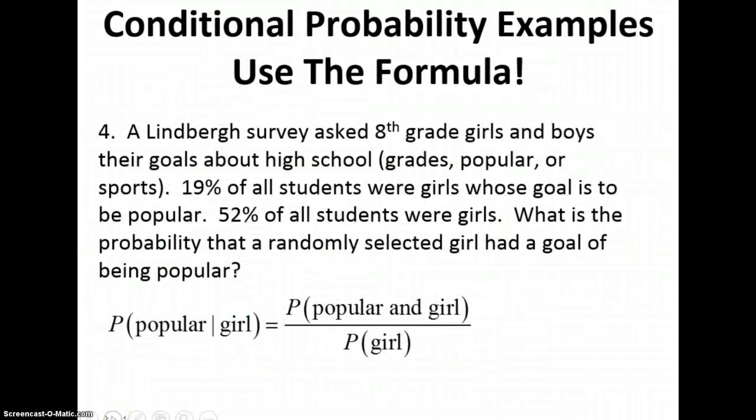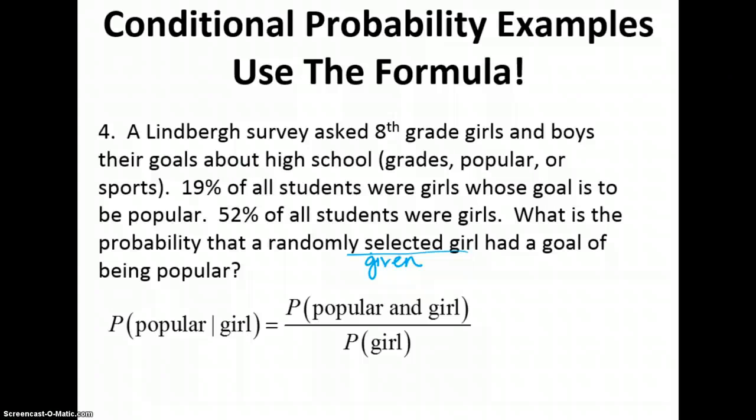Now using the specific formula. Okay, so here we have girls and boys asking about their goals of high school, whether they want good grades, to be popular, or to participate in sports. 19% of all students were girls whose goal is to be popular. Okay, 52% of all students were girls. What is the probability that a randomly selected girl, so given she was a girl, knowing it's a girl, what is the probability she had a goal of being popular? So we are only talking about girls.